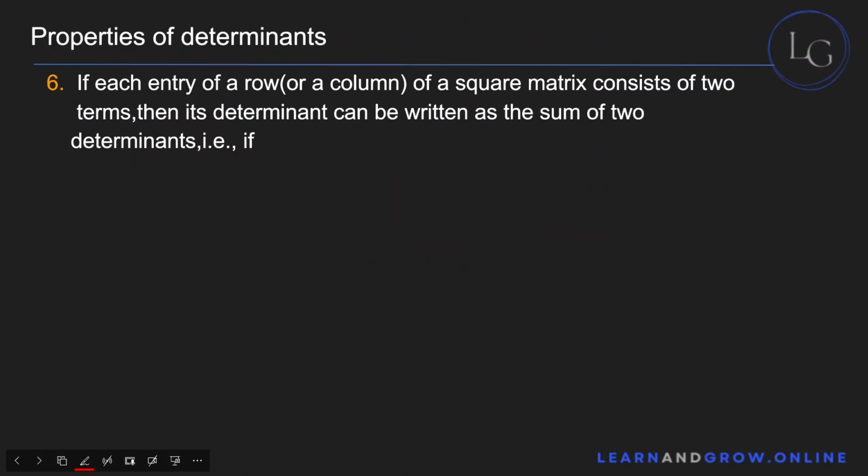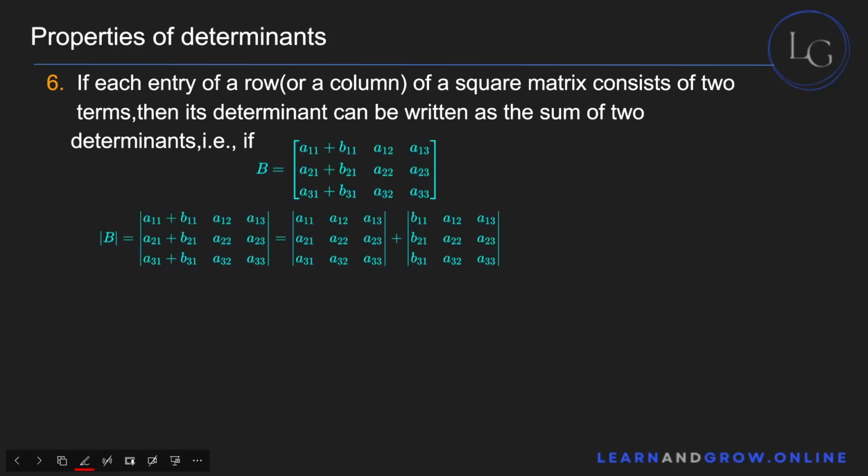Now property number 6: if each entry of a row or a column of a square matrix consists of two terms, then its determinant can be written down as a sum of determinants. So if you had this, basically, this can be written down like this. You can write this down like this. Simple.